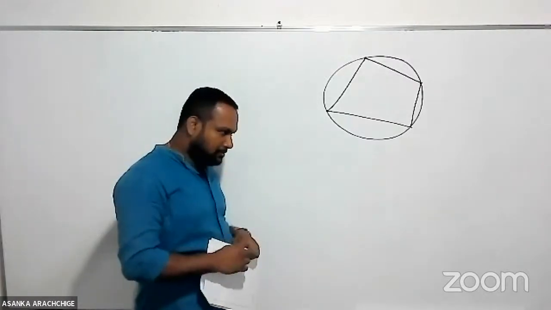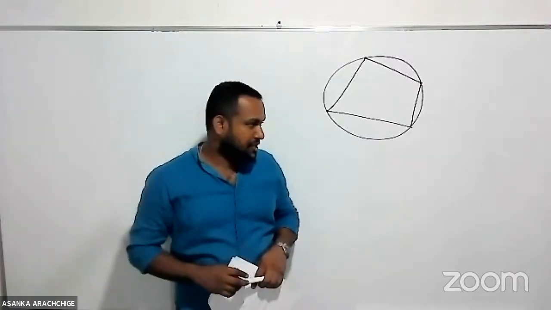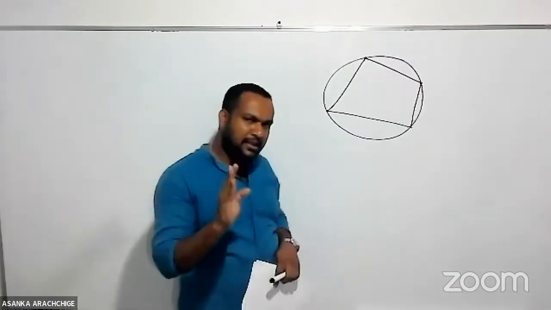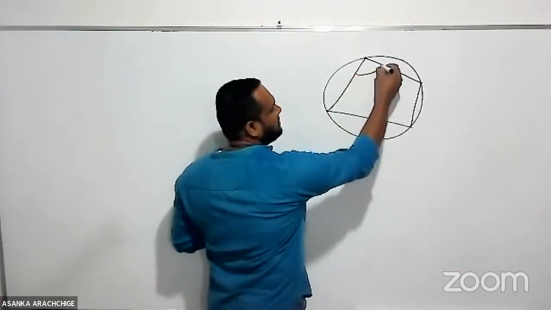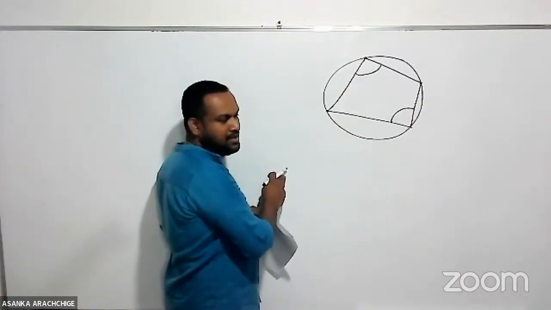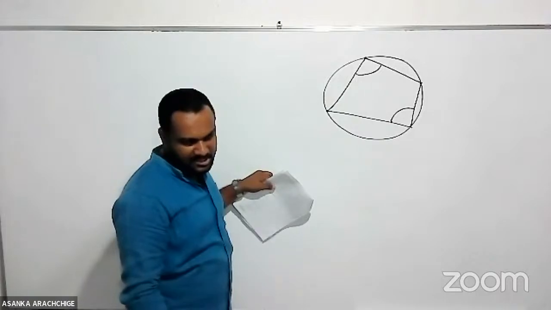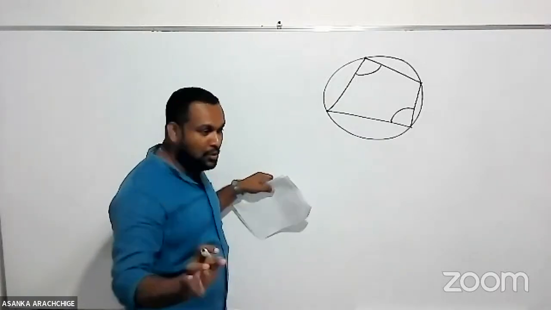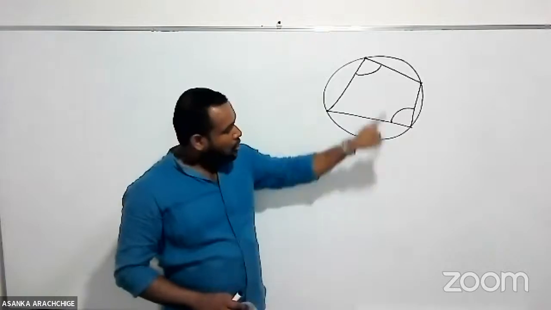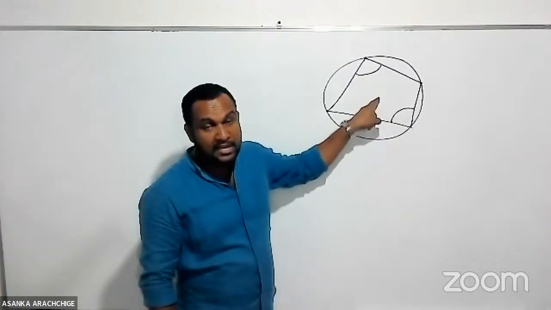Right? You have to learn basically 3 theorems associated with cyclic quadrilaterals. The first one: in every cyclic quadrilateral, the opposite angles are supplementary, which means the sum of opposite angles is 180 degrees. This happens in every cyclic quadrilateral. Clear? That is what is meant by supplementary.